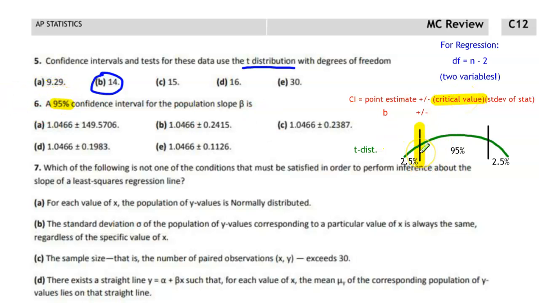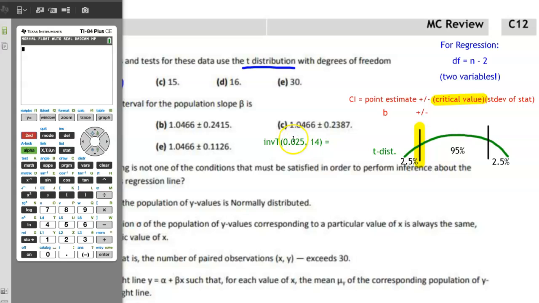We figured out this value using the inverse T function, inputting the amount of area to the left of the stick, and also the degrees of freedom, which we found out before was 14. So we know that this is our function. Let's go to second distribution, down to inverse T. We're putting in 0.025 and 14 is going to be our degrees of freedom, not 16 as I previously had put in for another problem.